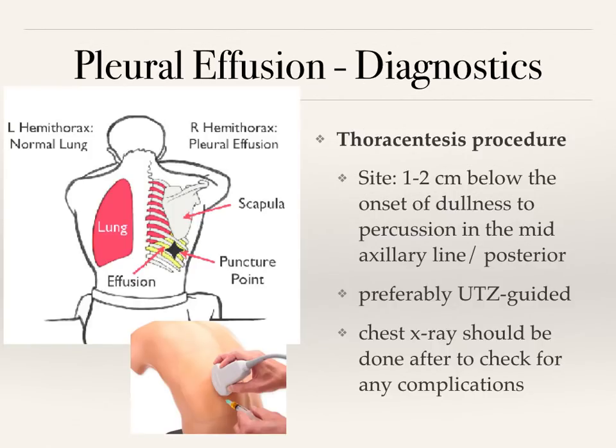The thoracentesis procedure is done by locating the site 1 to 2 cm below the onset of dullness to percussion in the mid-axillary line or posterior part. Preferably, we can do this with ultrasound guidance. A chest X-ray should be done after to check for any complications of the procedure.